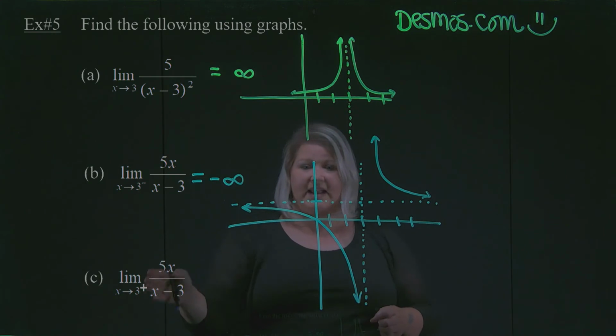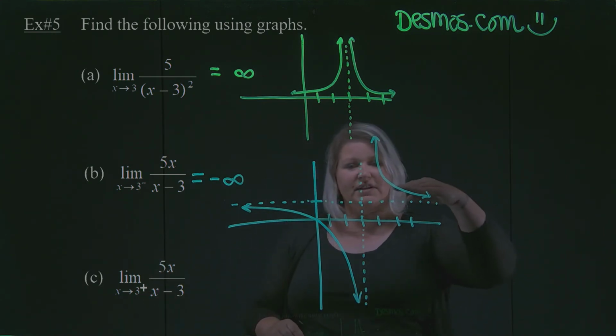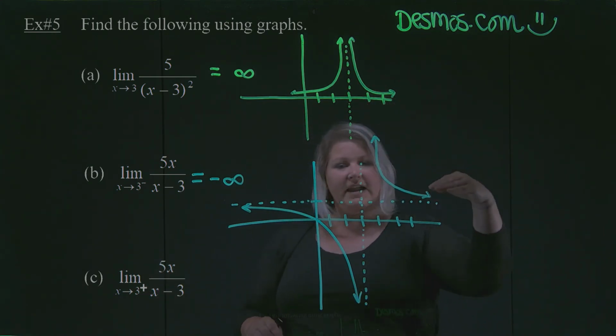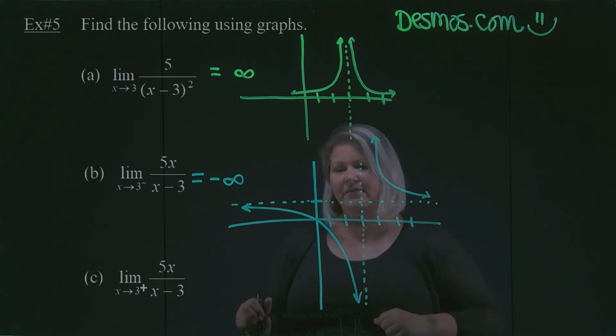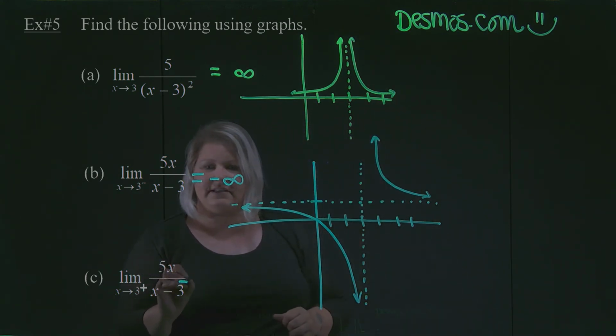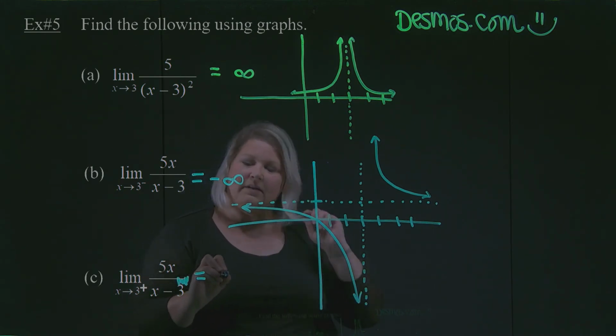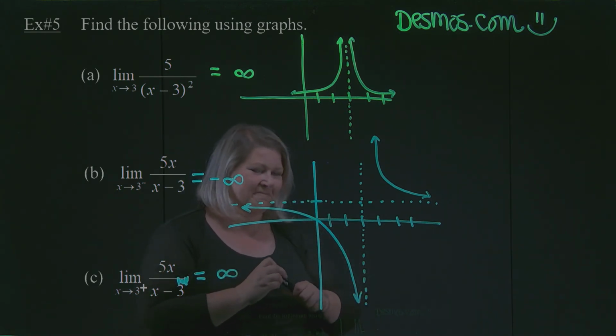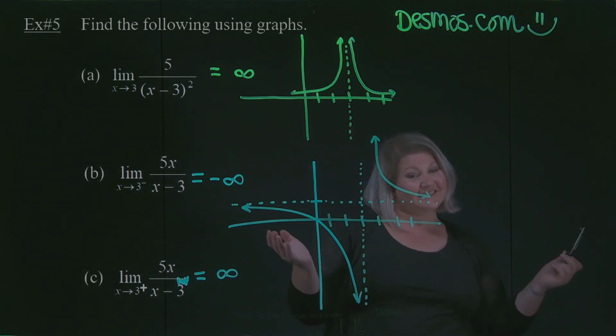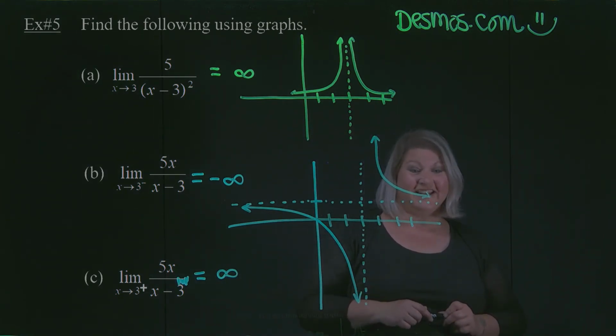Then let's look at the right-hand limit. As this function is approaches 3 from the right, I can see that it is going up and up and up forever and ever. So this is going to be equal to positive infinity. Get it?